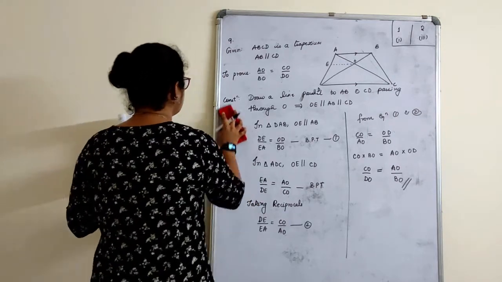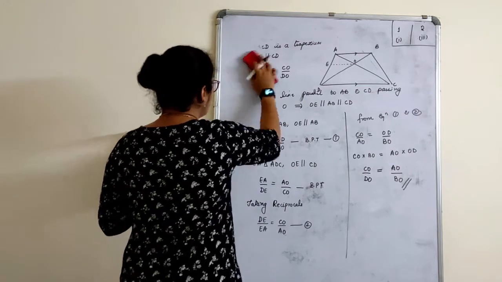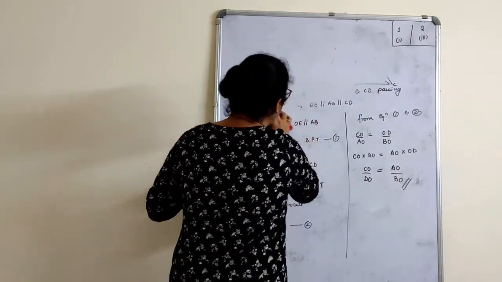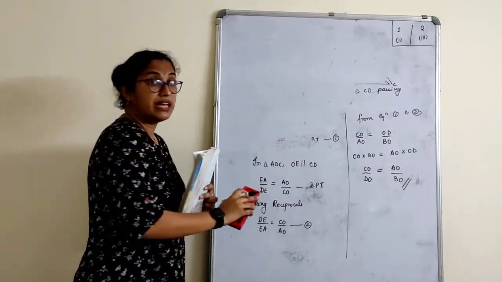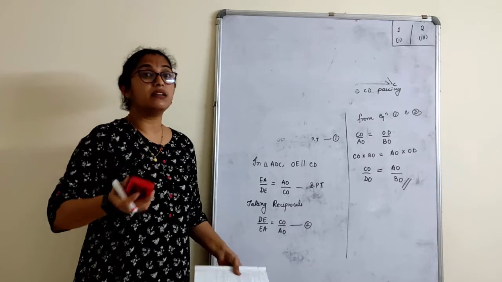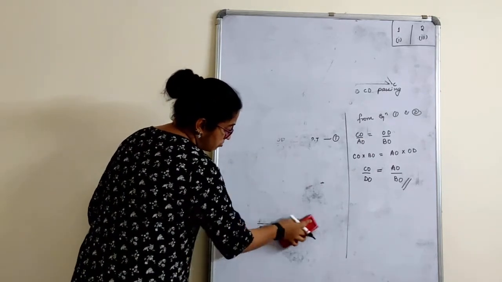We have the next one, quite a lengthy one, where they have given a quadrilateral and we have to show that it is a trapezium. If we have to show that it is a trapezium, it means we have to prove that some pair of lines are parallel. How do we prove that some pair of lines are parallel? Only by the converse. We need to show that particular sides are proportional. So let's check out how to do this.